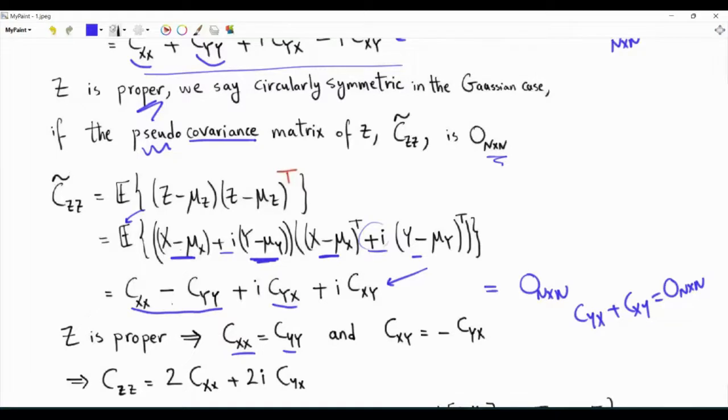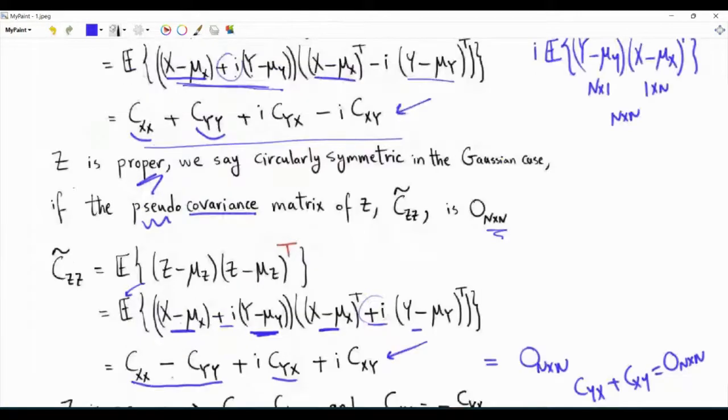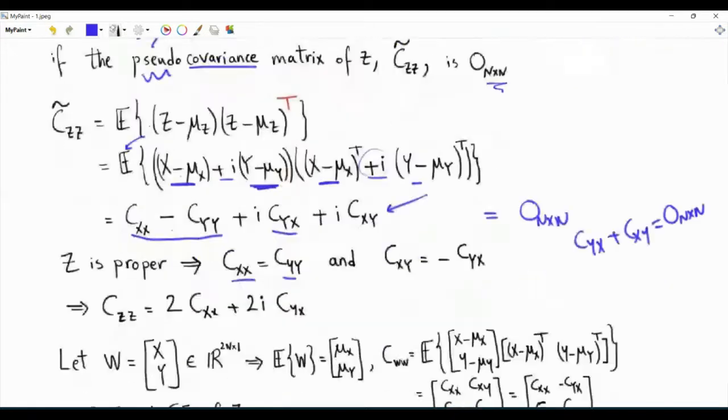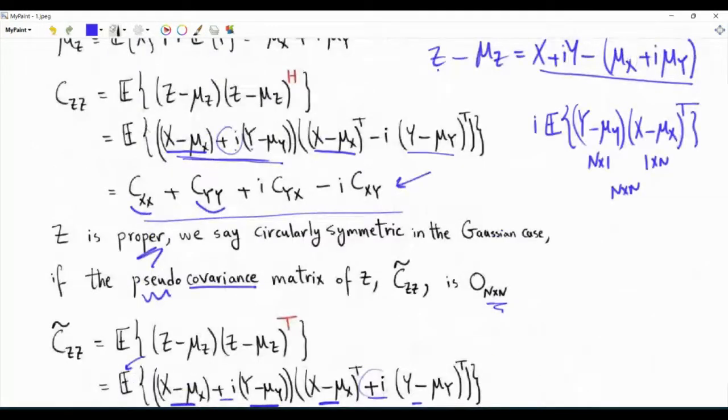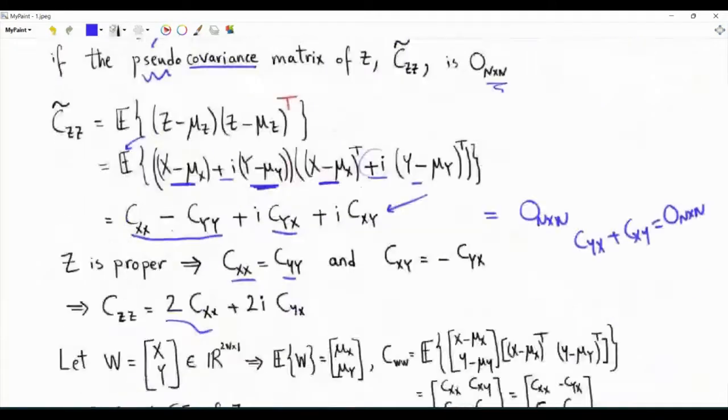If our complex valued random vector is proper, now rather than using 4 different matrices, we can just express the covariance matrix using 2 matrices, because Cyy is equal to Cxx. So these 2 terms now can be combined as double Cxx. And because minus Cxy is Cyx, again, we can write here plus 2i times Cyx. So Czz now has a simplified expression, 2Cxx plus 2i times Cyx.